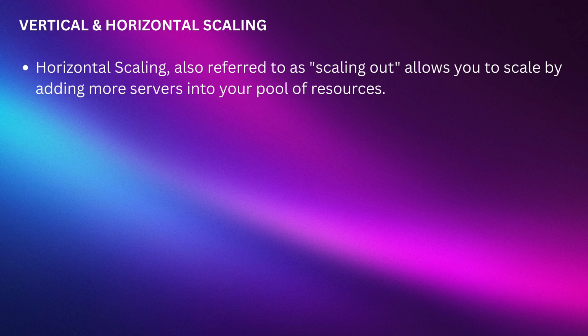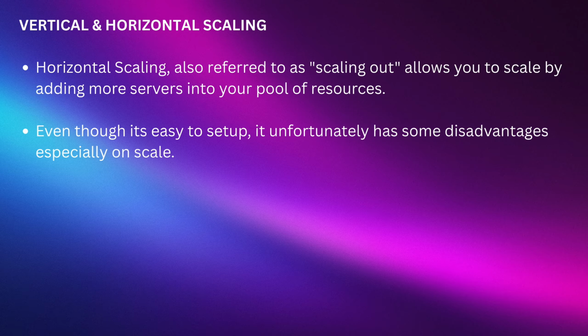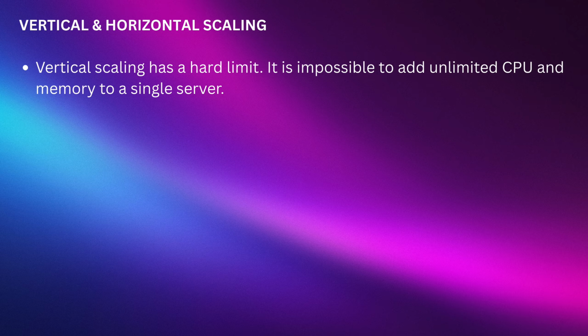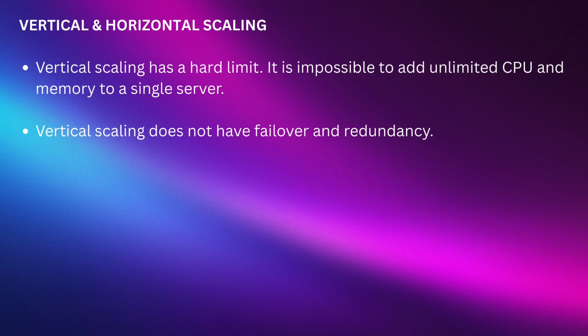Horizontal scaling, also referred to as scaling out, allows you to scale by adding more servers into your pool of resources. When traffic is low, vertical scaling is a great option, and the simplicity of vertical scaling is its main advantage. Even though it's easy to set up, it unfortunately has some disadvantages, especially when we're talking about scale. Vertical scaling has a hard limit. It's impossible to add unlimited CPU and memory to a single server, and it does not have failover and redundancy.